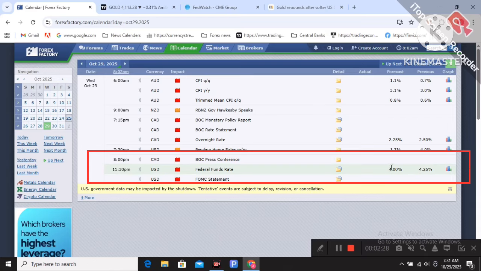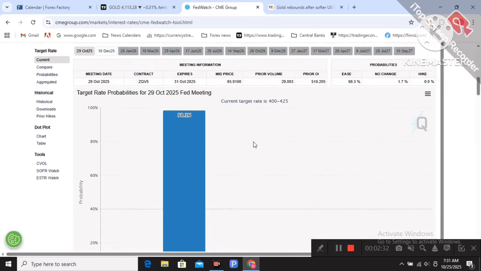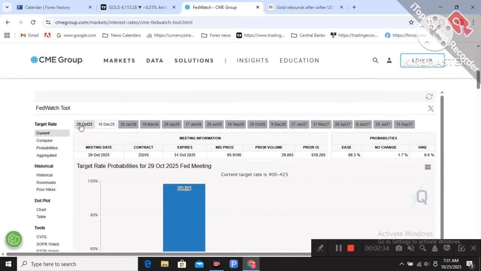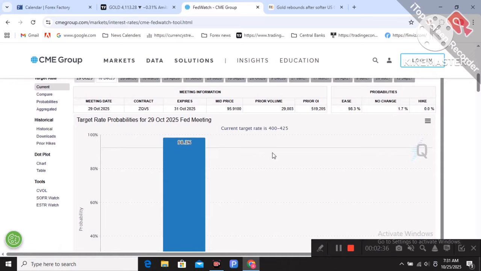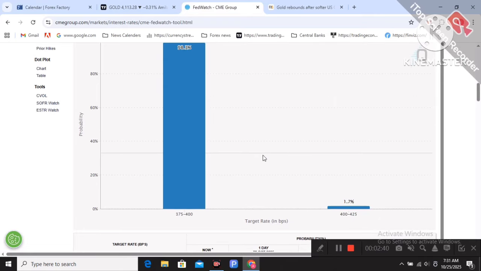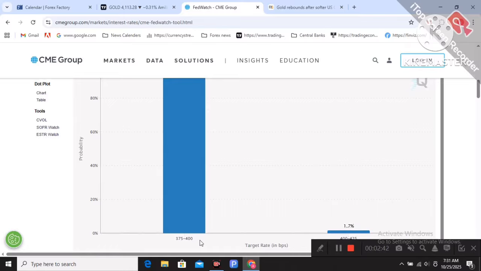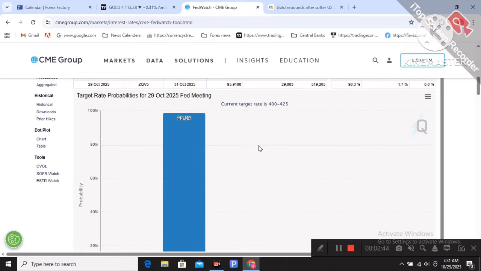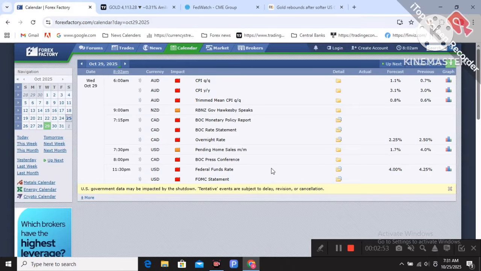You can see the next FOMC meeting is next Wednesday. The Fed is forecast to cut the rate by 25 bps. This is the FedWatch Tool website, which shows how much interest rate cut is priced into the market. You can see the October FOMC meeting at 98%. A 25 bps rate cut is already priced into the market now.